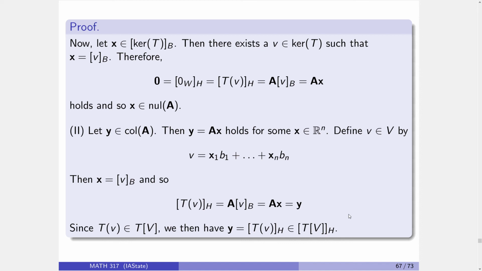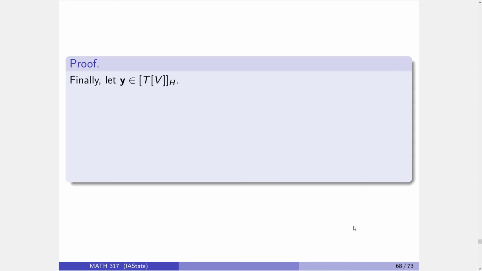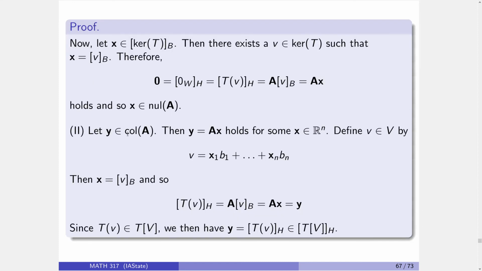Because again, Y is an element of Rm, T of V is a subset of W, and this is the transformation that turns these elements of W into elements of Rm. Okay, cool. All right, so we have subset now in one direction. The column space is contained in the range of the linear mapping after it's been coordinate transformed.